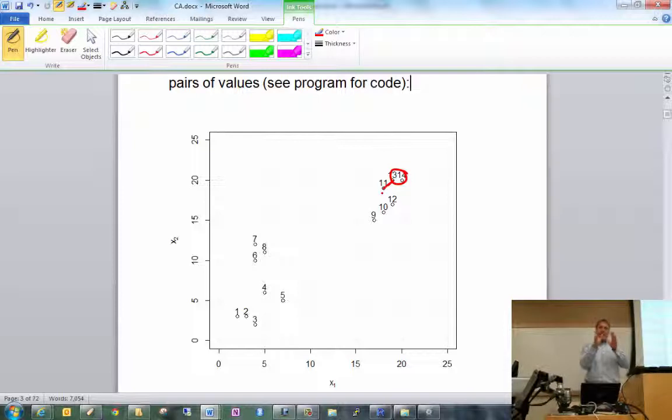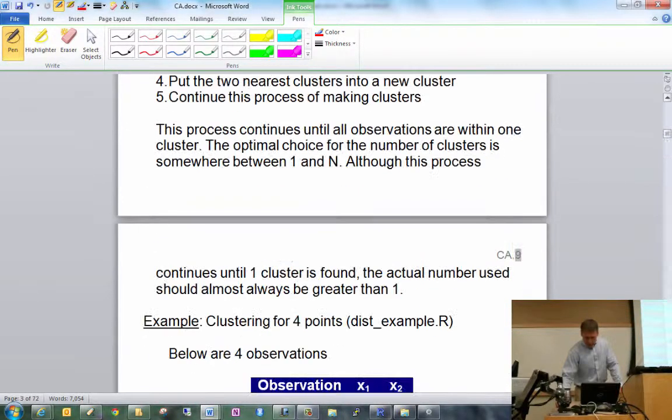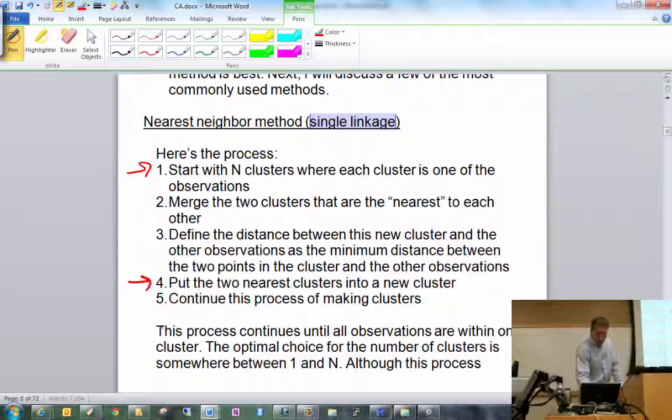So then, using that idea of how to find the distance between this cluster that has 13 and 14 in it and all the other observations, I find the minimum distance between these clusters to decide which observations I would join next. And because I've done this example myself, I know that 1 and 2 are joined together, because that is a smaller distance than 2 and 3, or 2 and 4, or even 11 and the cluster that has 13 and 14 in it. So that's step 4. Step 5, continue this process of making clusters until you end up with one cluster in the end.